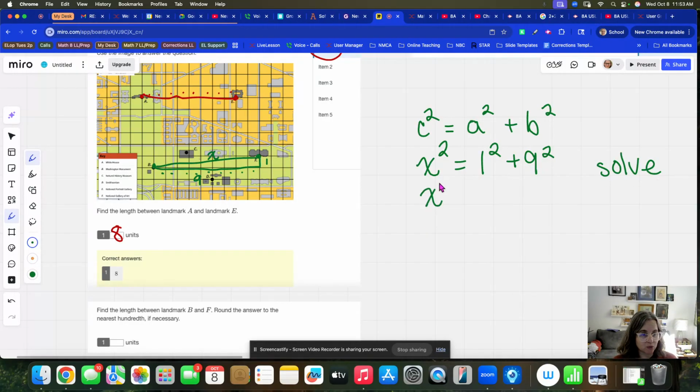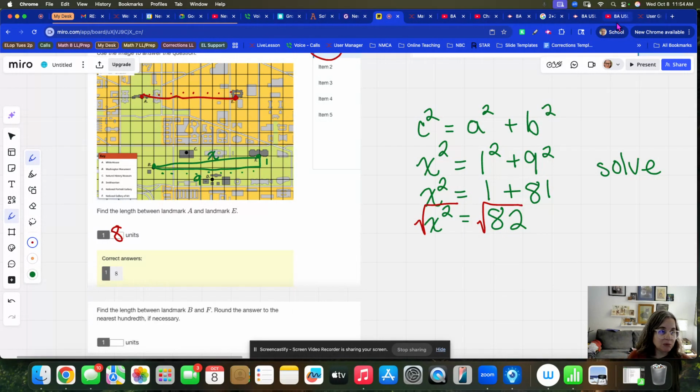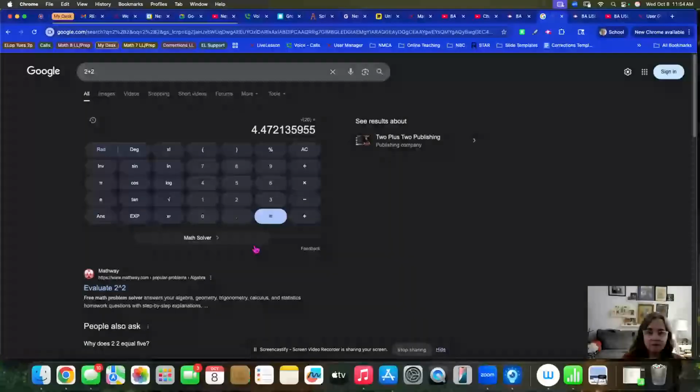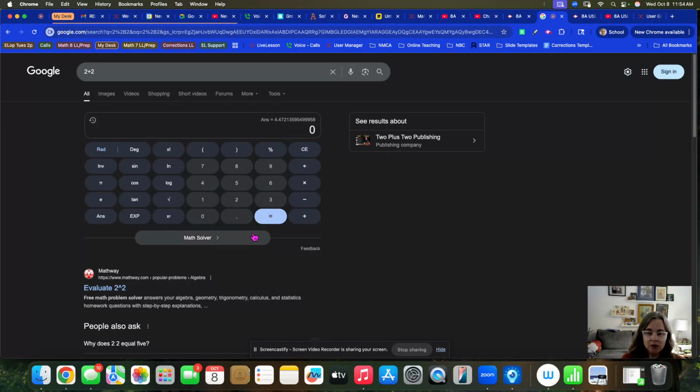First I'll square 1, that's 1 times 1. I'll square 9, that's 9 times 9. My missing side squared is going to equal 82, and I need to unsquare that. Take the square root on both sides. Square root of 82 is going to be irrational, right? It's going to be a little more than 9, because 9 times 9 is 81, but it's going to be a lot less than 100. 100 is the next perfect square. So it should be pretty darn close to 9 here.